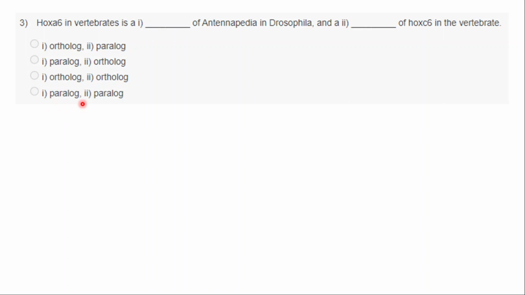So you might have to go through the question quickly once more. Hox A6 in vertebrates is a dash of Antennapedia in Drosophila and a dash of Hox C6 in vertebrates. So we have one gene in vertebrate comparing it with another gene in Drosophila and another different gene in vertebrate. You have to tell me which of these is an ortholog or paralog, or they are both orthologs or both paralogs. Let's wait for a minute to collect some answers.